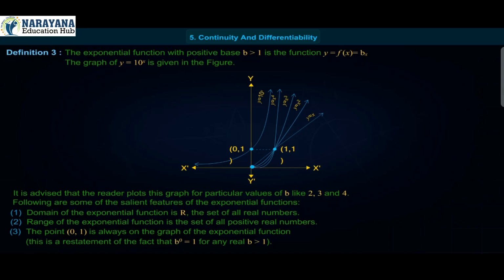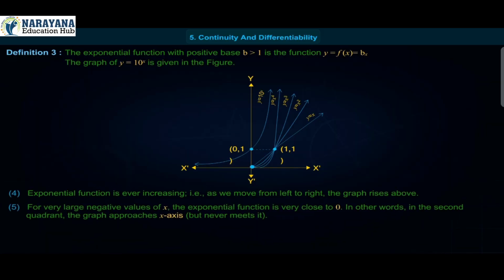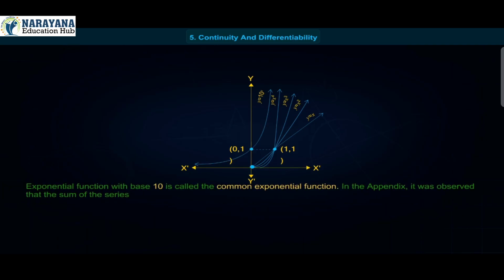For any real b greater than 1: Number 4. The exponential function is ever increasing. That is, as we move from left to right, the graph rises above. Number 5. For very large negative values of x, the exponential function is very close to 0. In other words, in the second quadrant, the graph approaches the x-axis but never meets it.